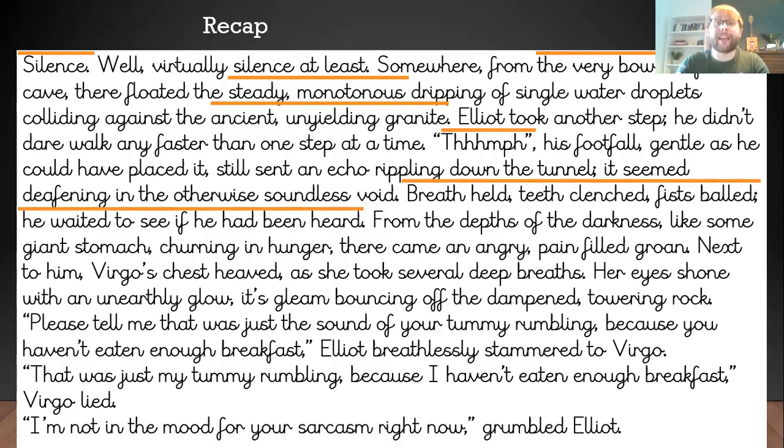We talked about using those Alan Peat sentence types, giving three examples. Like some giant stomach churning in hunger. Again, we've got those pieces of personification and similes, lots of different figurative language types being used in our opening paragraph, because they really grab the reader's attention. They help the reader picture the scene you're trying to describe to them, and that's what we want.